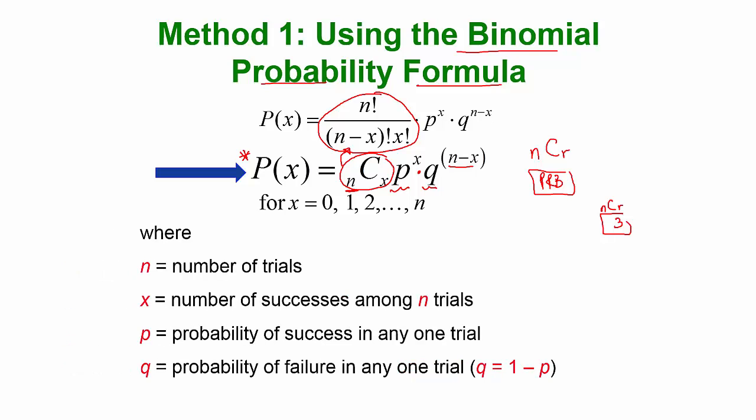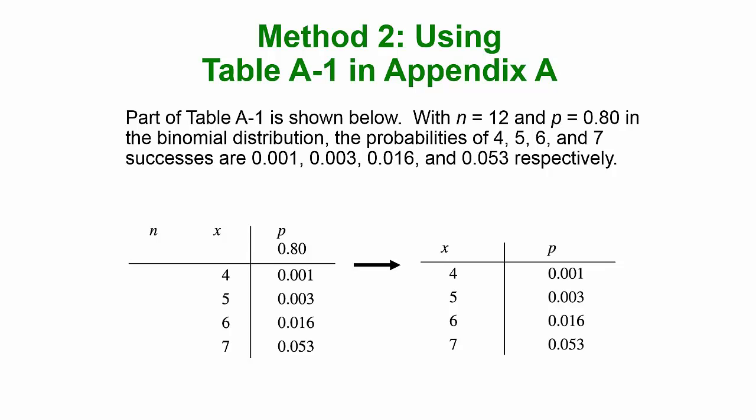So n is the number of trials, x is the number of successes among n trials, p is the probability of success, and q is the probability of failure. There's another way to look up these answers, and it's by using table A1 in the book's appendix. Part of table A1 is shown below.